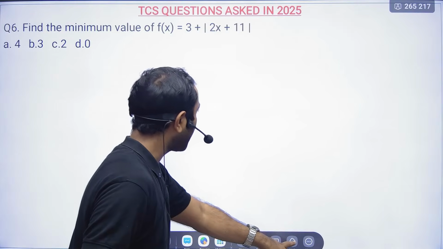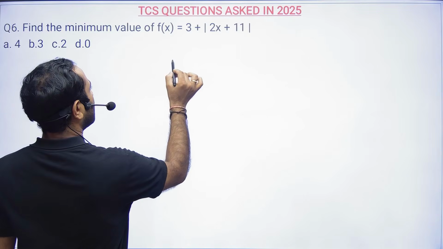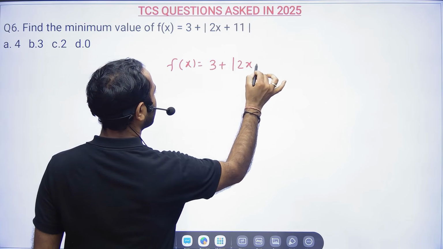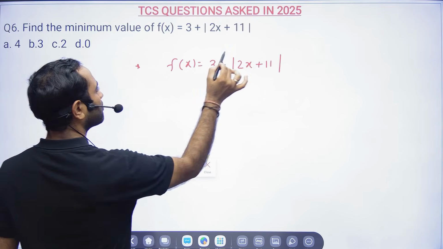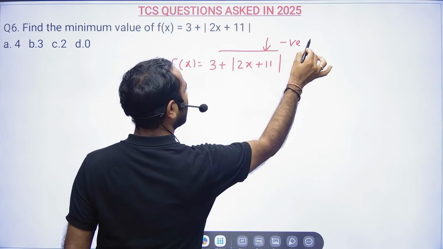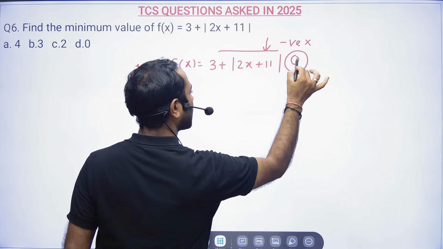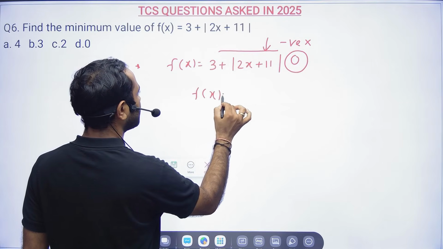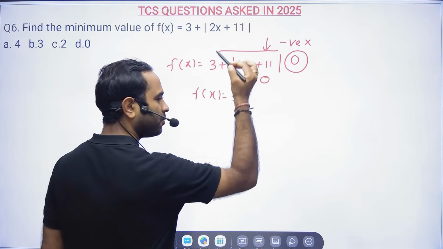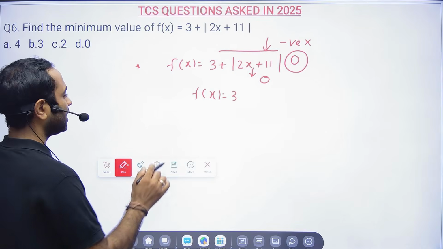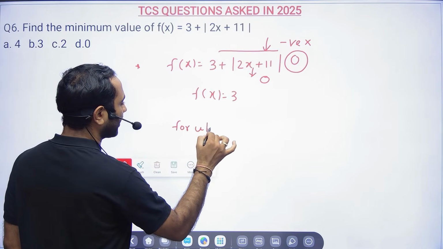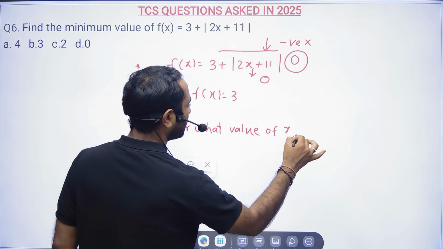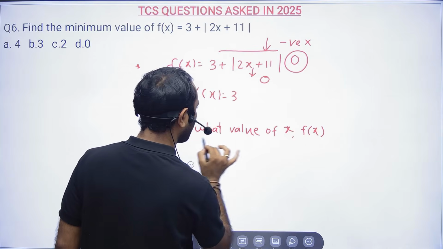Find the minimum value of f(x) equals 3 plus |2x + 11|. Bhaiya, this is mod. Mod will never give you a negative value. Mod will always give you a positive value or 0. So the minimum value, no doubt, will be 3, because the mod part has to be 0 for the minimum value. Now they might ask you, for what value of x will f(x) be minimum. That one question they might add.